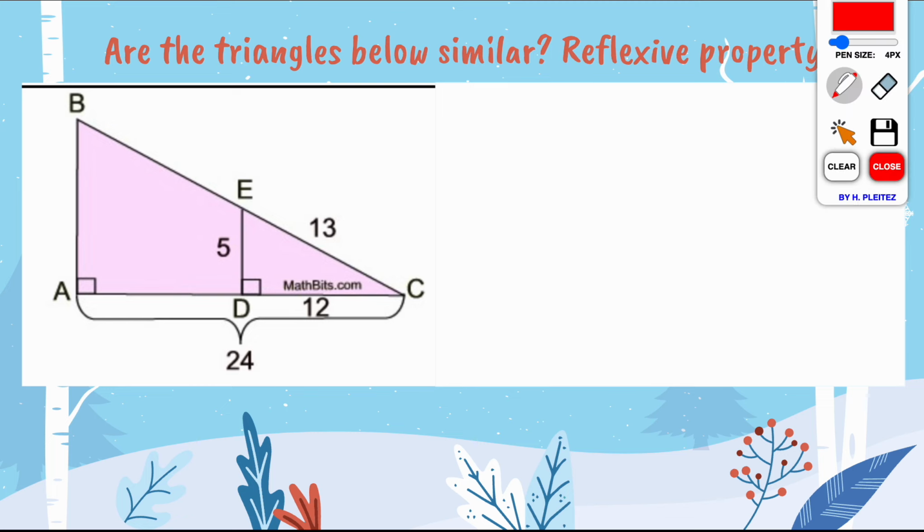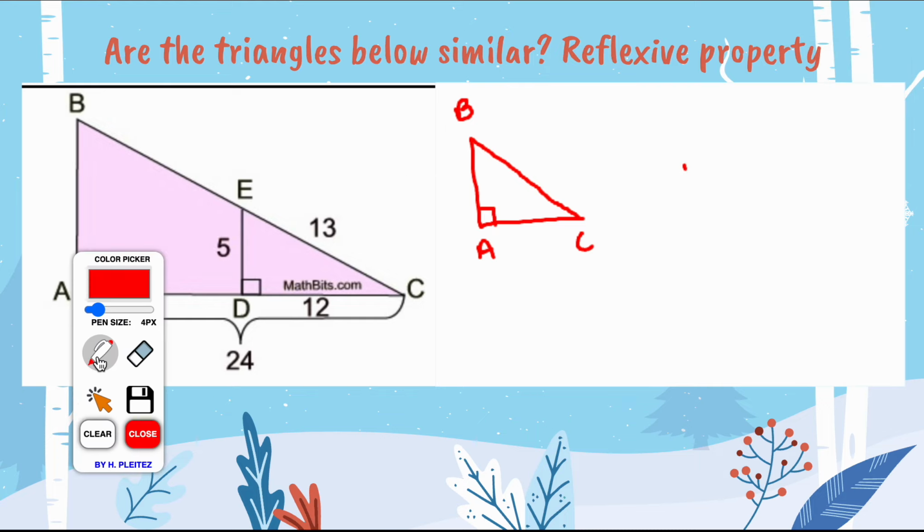Now, don't forget, we always also want to get in the habit of drawing our triangles separately and seeing if they share an angle or share a side. So here, I'm going to draw my larger triangle first. This is triangle BAC. We want to make sure we're carrying any labels over. And then this one is going to be our smaller triangle, which is EDC. Carrying over any labels, we have 13, we have 5, we have 12, and then we have 24 here. So are our two triangles similar?